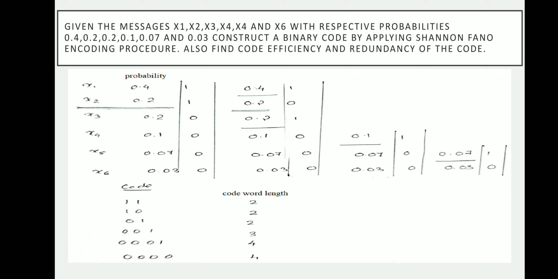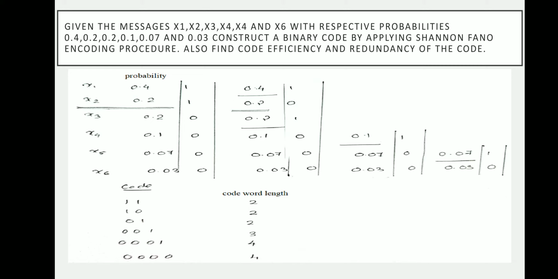Hi all, here we are studying the Shannon Fano coding examples. In this example, we are going to code messages x1 to x6 as symbols, with the respective probabilities given. We need to construct a binary code by applying the Shannon Fano encoding procedure. After this coding, we need to find the code efficiency and redundancy of the code. In this example, we are showing two ways of finding the code for these messages.